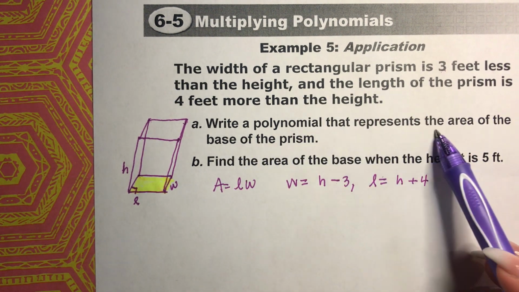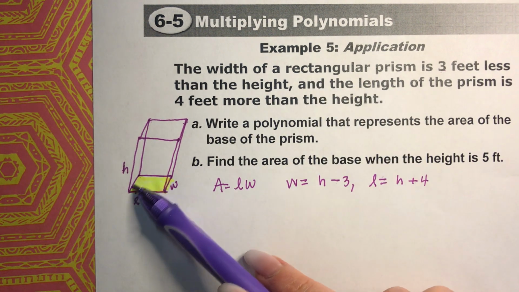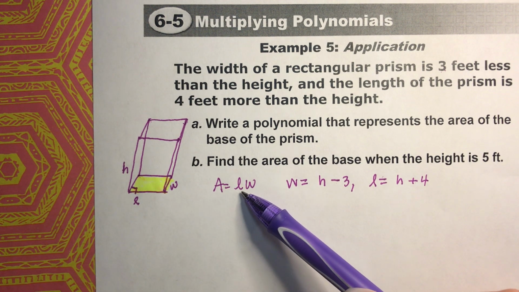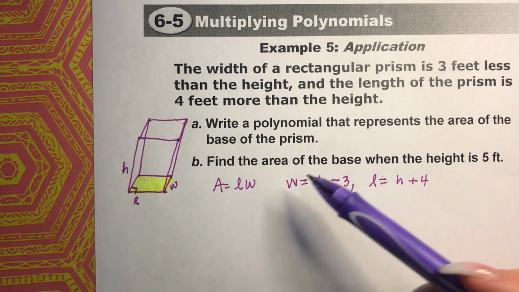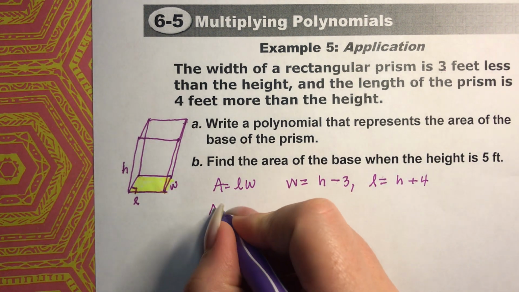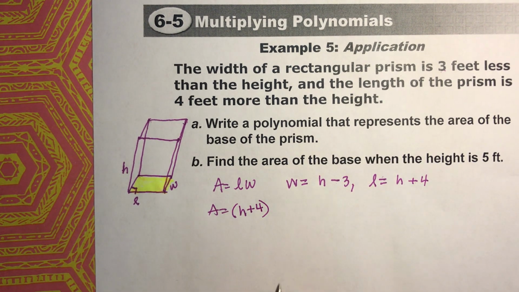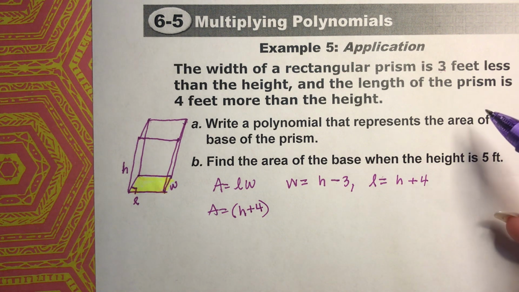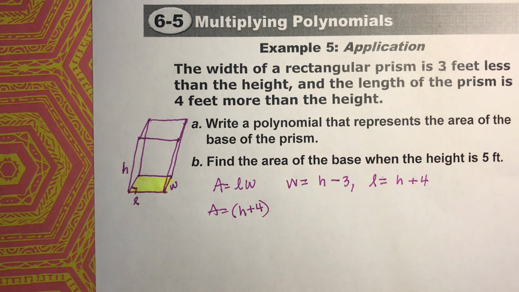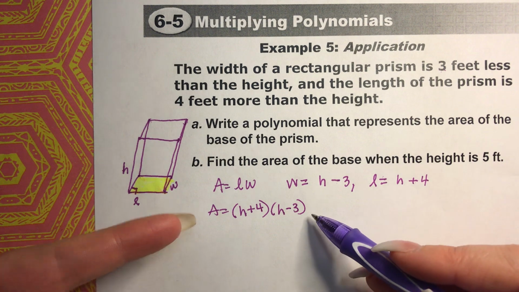It says, write a polynomial that represents the area of the base of the prism. The base of a rectangular prism is a rectangle. The area of a rectangle is found by A equals length times width, right? So what is the length? Well, the length is h plus 4. So area equals the quantity h plus 4, and then the width is h minus 3. Okay? So that is our area.